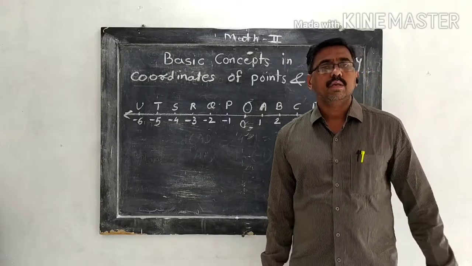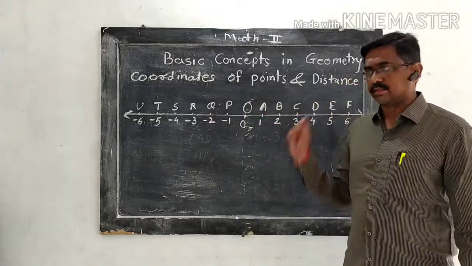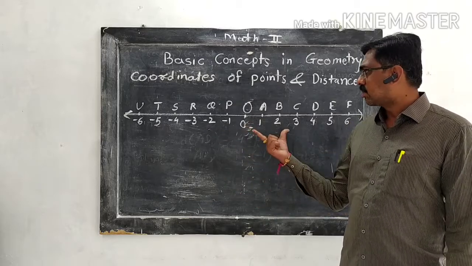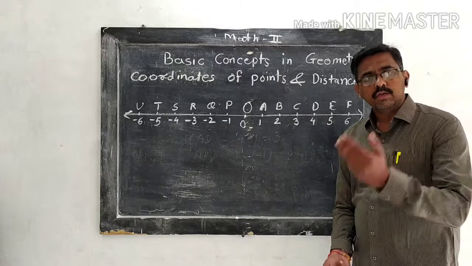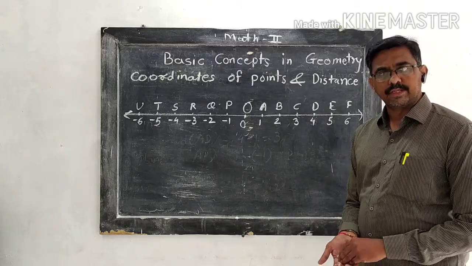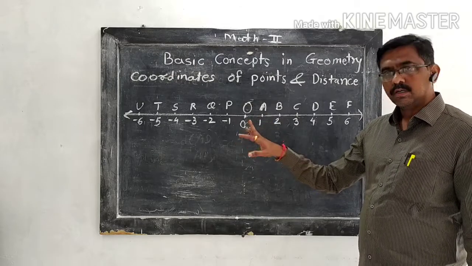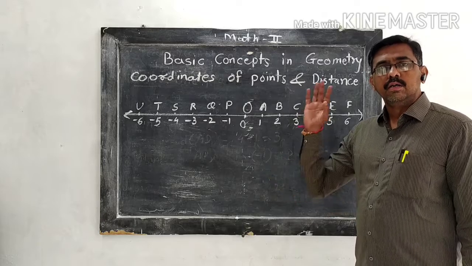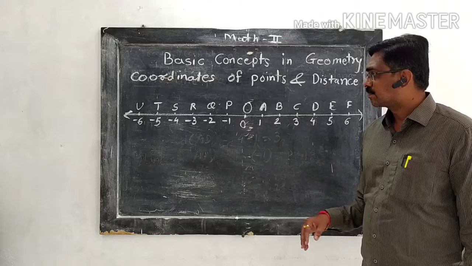Now today we have to discuss the coordinates of points and distance. For this, we need a number line. I am drawing the number line on the blackboard. So all we know about the number line and its properties. All real numbers can be shown on a number line.